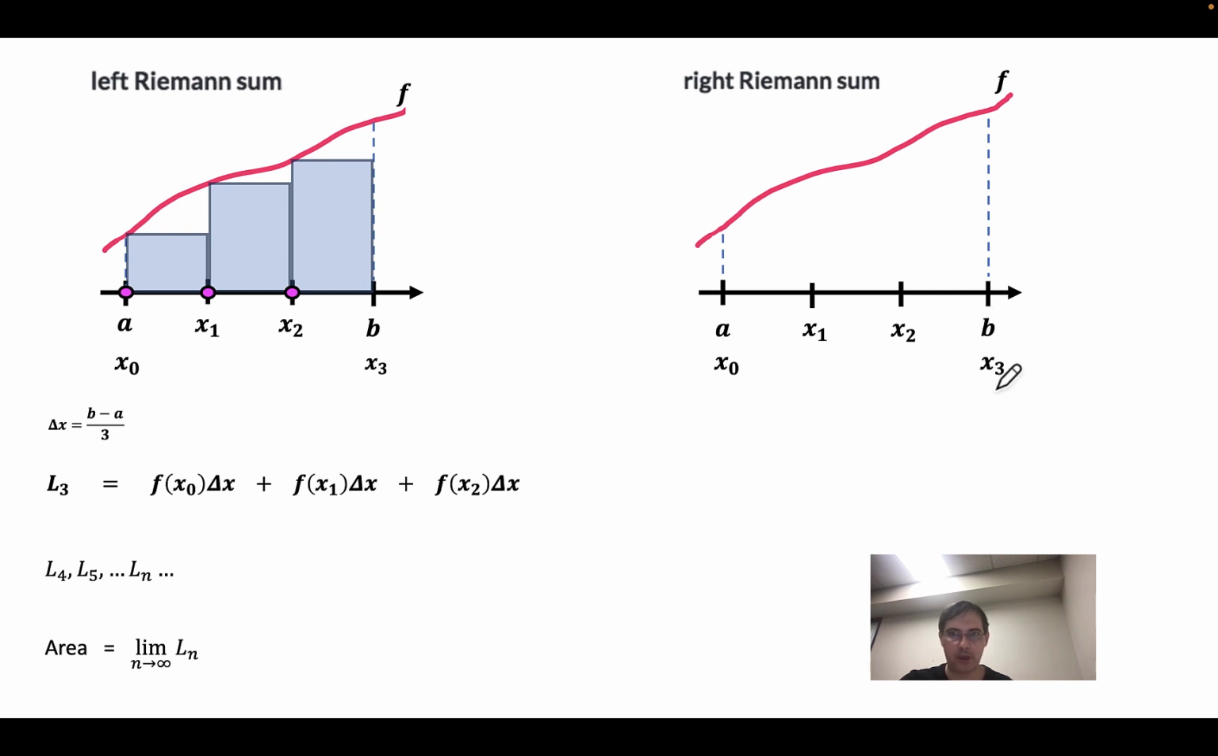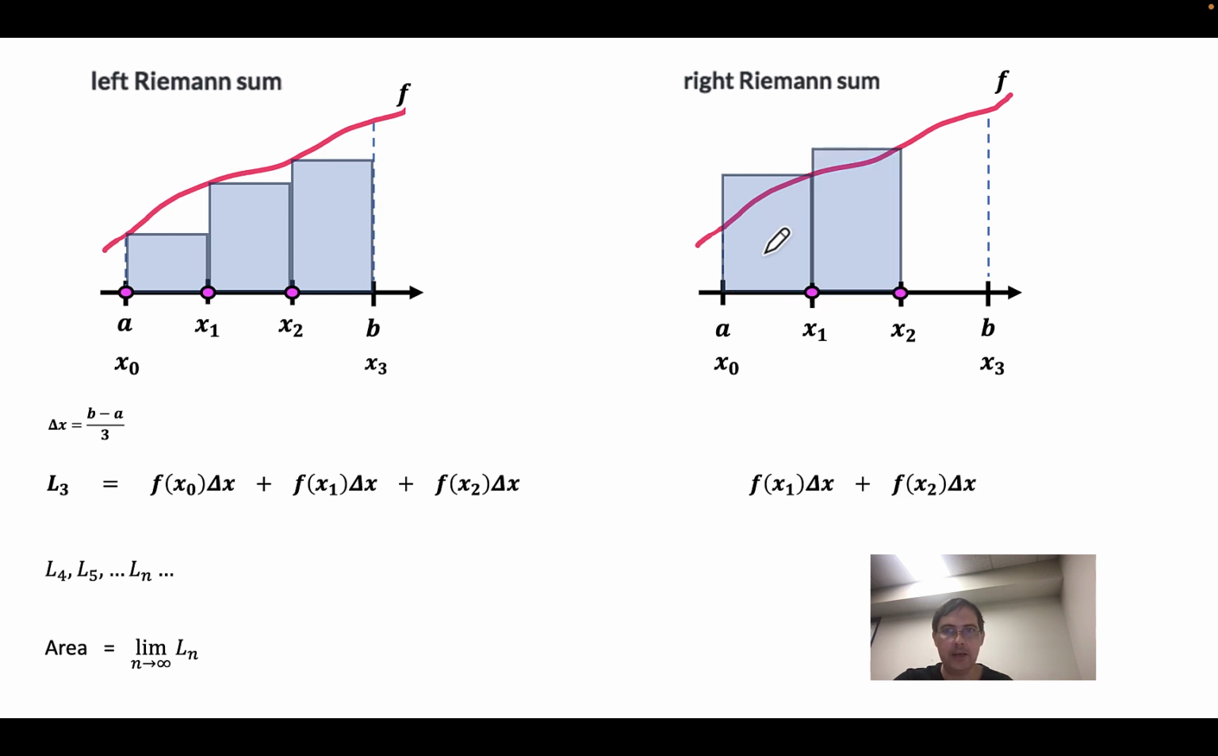Now we call the first point x0, this is x1, this is x2, and the last one b, which is x3. Then we consider the first approximating rectangle, but this time we do the right construction. This is the first small subinterval that goes from x0 to x1, and because we do the right construction, we take the right endpoint, which is x1. Then we evaluate f at this point x1, and f of x1 is exactly the height of this rectangle. Multiply this by delta x, by the base of this rectangle, and this quantity is the area of this rectangle.